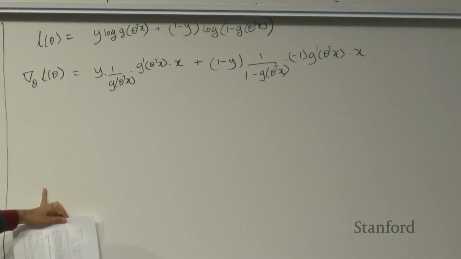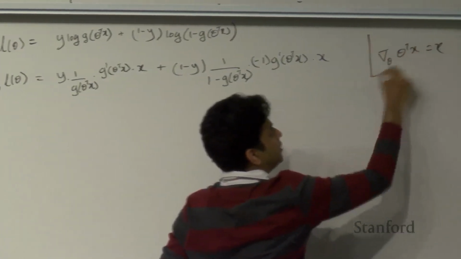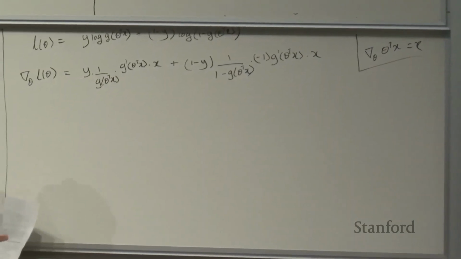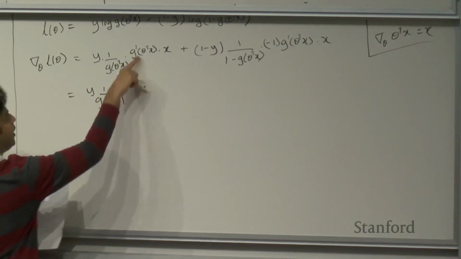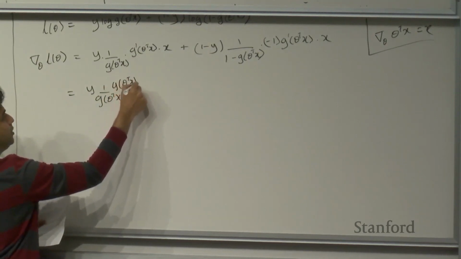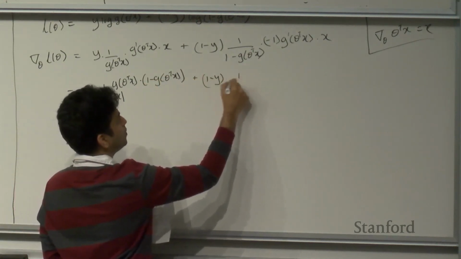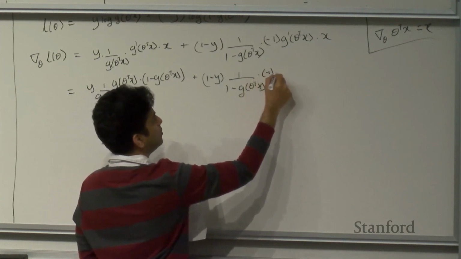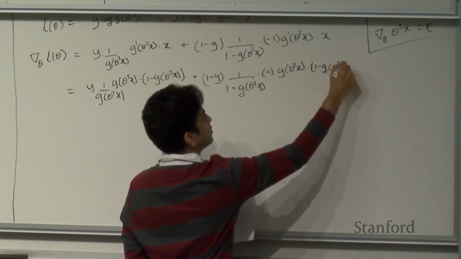This is based on the derivative with respect to theta of theta transpose x being equal to x. We reviewed this in class 2 or something, matrix calculus. Right? And this is y times 1 over g of theta transpose x, and g prime is g of theta transpose x times 1 minus g of theta transpose x, plus 1 minus y times 1 over 1 minus g of theta transpose x times minus 1 of, again, g prime which is g of theta transpose x times 1 minus g of theta transpose x times x.